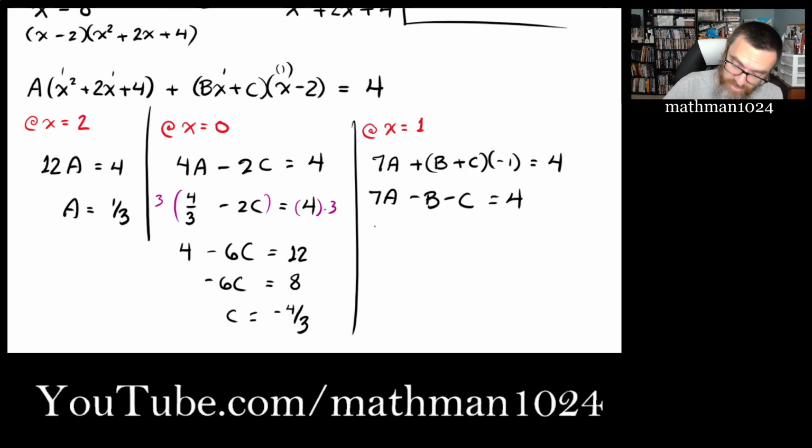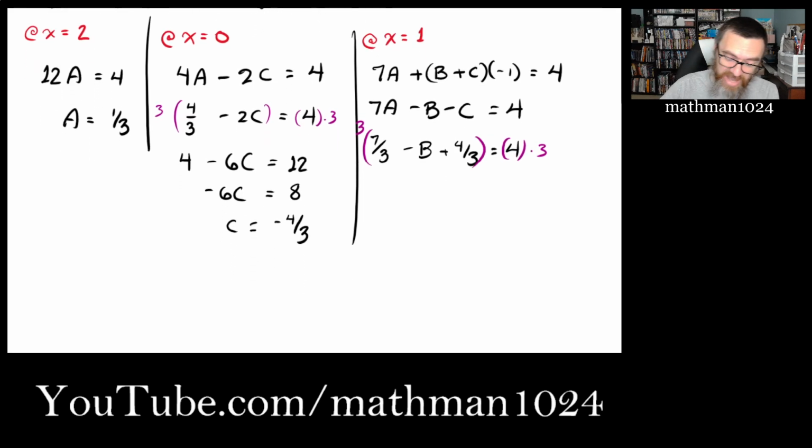Let's plug in what we have. So it's going to be 7 thirds. Still have to figure out what b is. This is a minus c, but c is negative 4 thirds, so that's going to be plus 4 thirds, and that equals 4. Again, if you want to, you can go through and clear away the fractions by multiplying everything here times 3. You don't have to do that, but why work with fractions if you don't really have to, right?